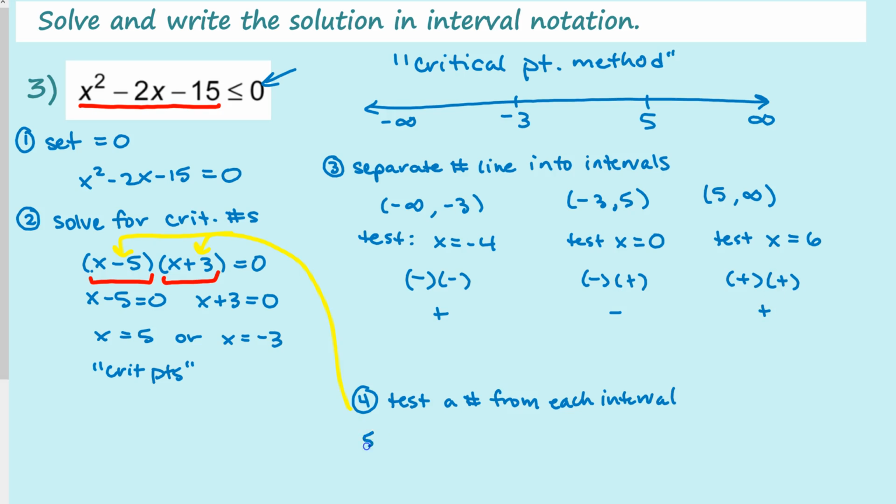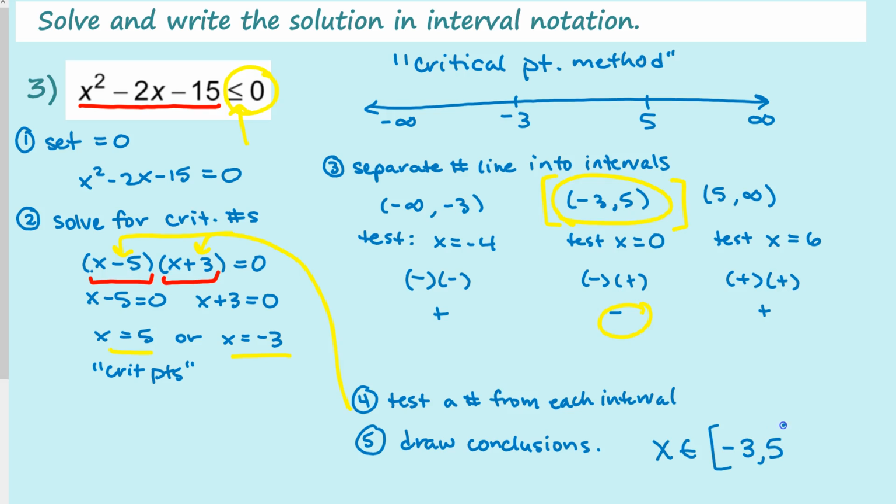So once we have done the test, we analyze the test and draw conclusions. So going back to the problem, we wanted to know where this is less than or equal to 0. Less than 0 would be negative. So between negative 3 and 5. Where is it equal to 0? It's equal to 0 at the critical points. So we want to include the endpoints. So we're going to put square brackets. So that means our answer is x is an element of the closed interval from -3 to 5. And that's the answer to the problem.